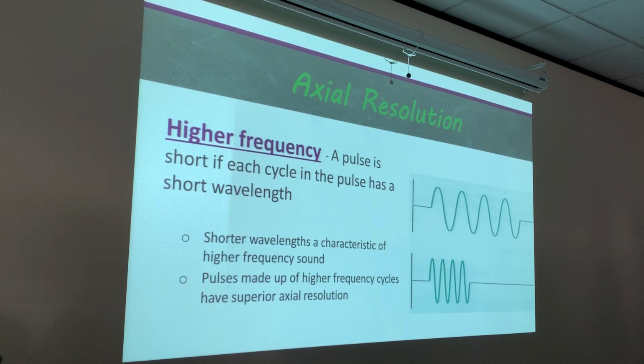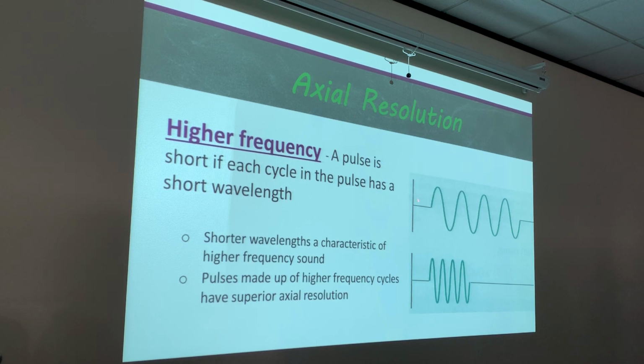So there's higher frequency right here, guys. Both in this image right here, both of these pulses consist of 4 cycles. Everybody can see the 4 cycles? Okay. But we can see the wavelengths of the top pulse are a lot longer, right?